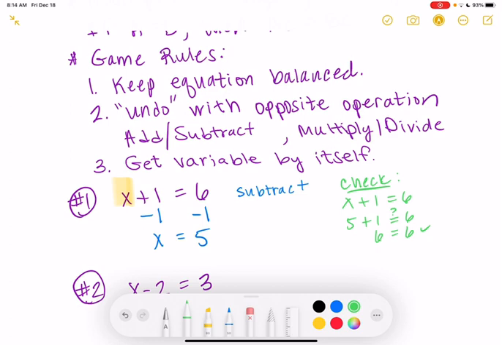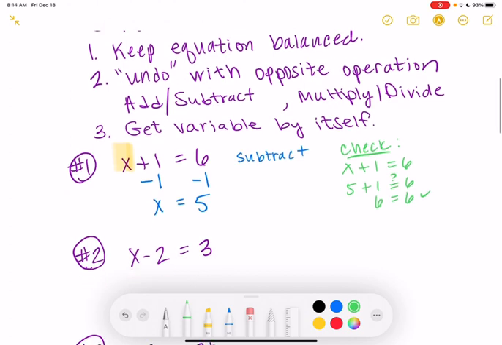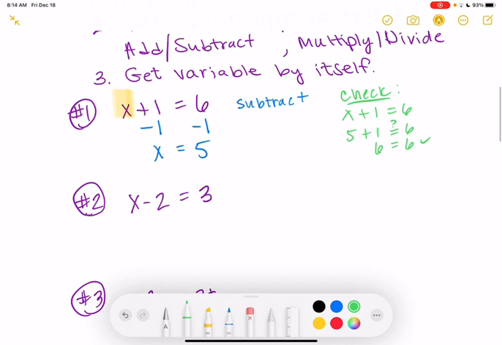If we were to get something like 4 equals 6, we'd want to go back and check our work because that wouldn't be the right answer. Okay? Moving along. Number 2, x minus 2 equals 3.